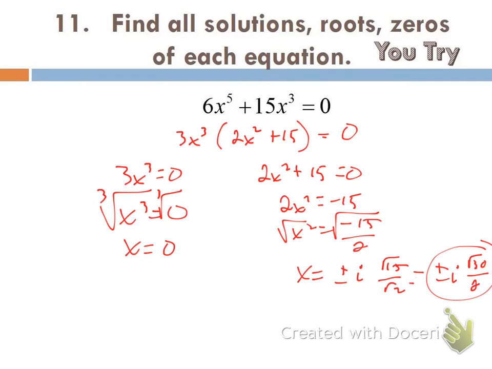And so this is what you should have gotten. You should have gotten 0 for one of your solutions, and then plus or minus i square root of 30 over 2. So take a look at what I did. If you don't quite understand what's going on there, then come in during STAR, and we'll go over it.